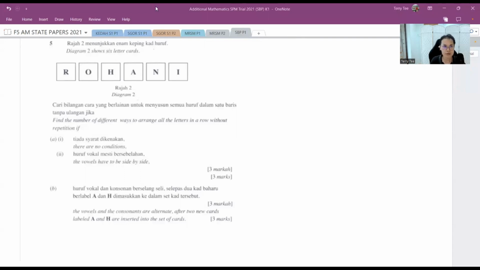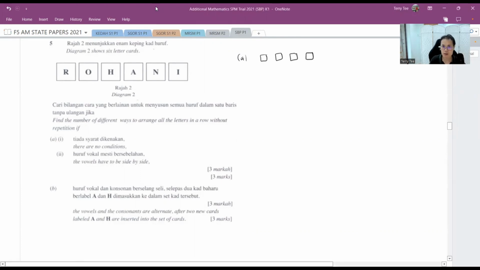Okay, next question, question number 5. This is Form 5, Chapter 4, Permutation and Combination. So the first part: find the number of different ways to arrange all the letters in a row without repetition. Here we have 6 different letters from the word ROHANI. So I hope you really know, if you have 6 different letters, right?